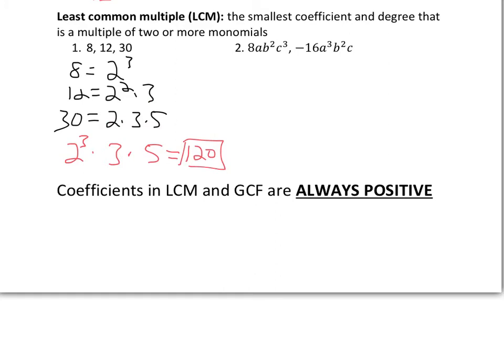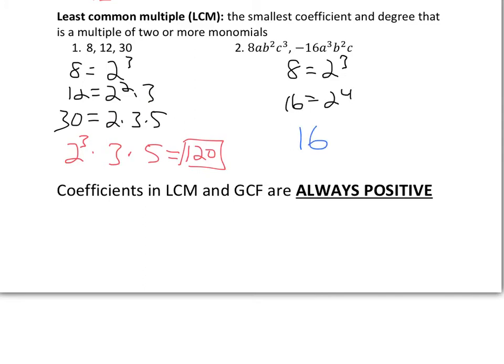For the second one, it's the same idea. 2 to the third, 2 to the fourth. We've got that prime factorization down, and exact same way. So we're going to use 2 to the fourth here, so it's going to be 16. Notice the note at the bottom: coefficients are always positive, so don't let that negative 16 throw you off.